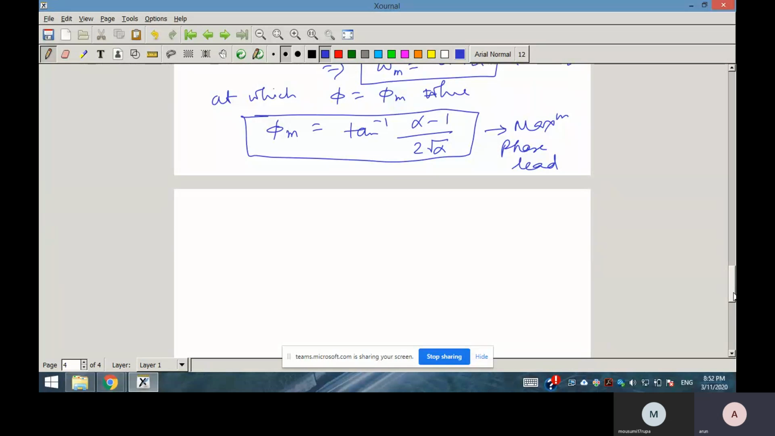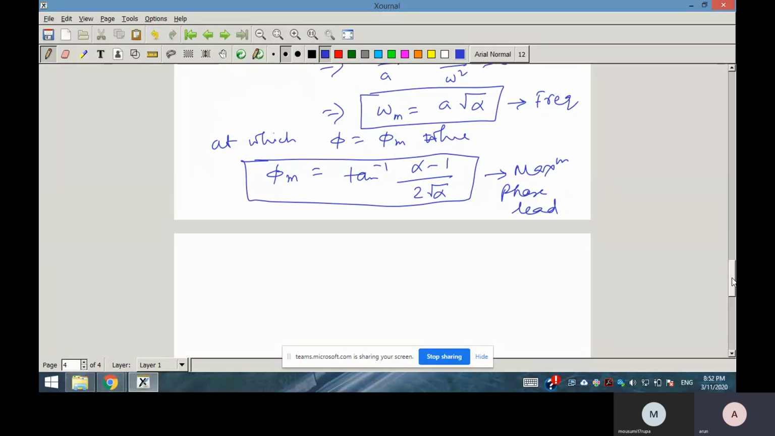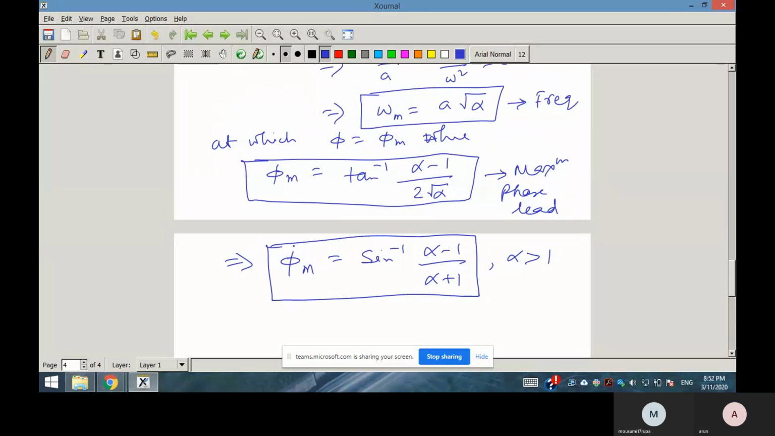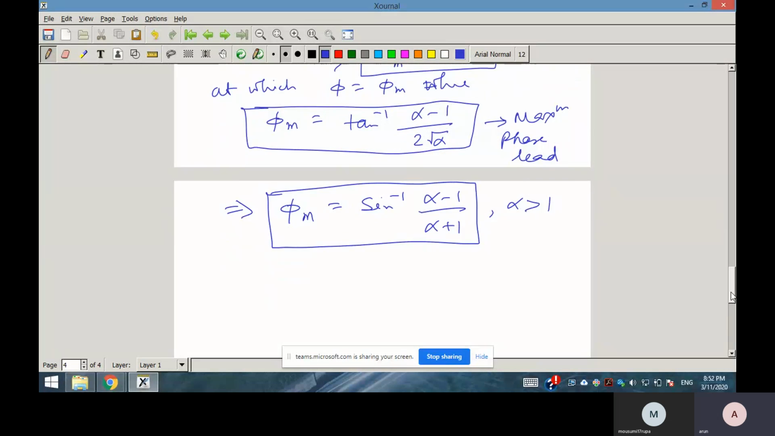So now what is the Bode plot of... Before that, this phi m you can also write like this: phi m equal to sine inverse of (alpha minus 1) by (alpha plus 1). Of course here alpha is greater than 1. So this is the maximum phase lead.